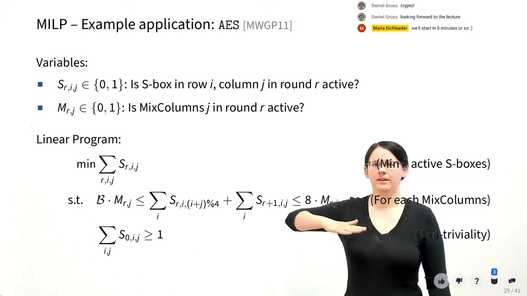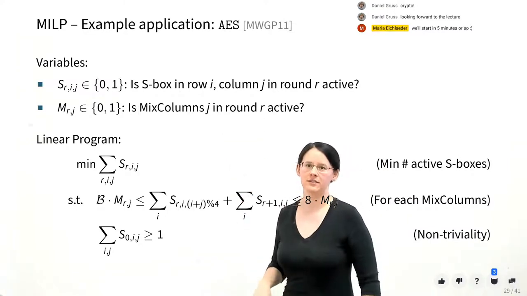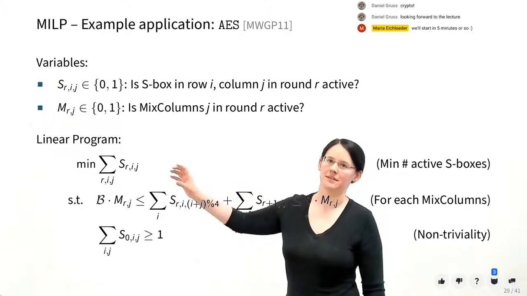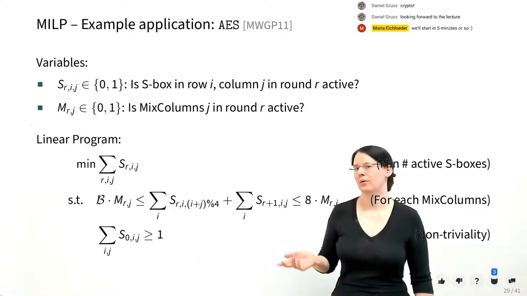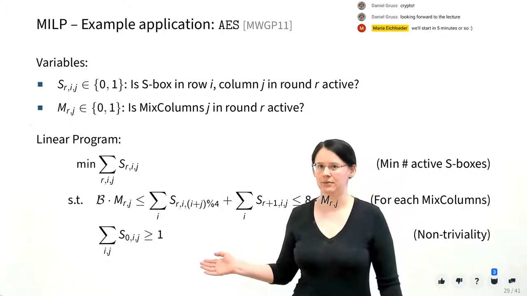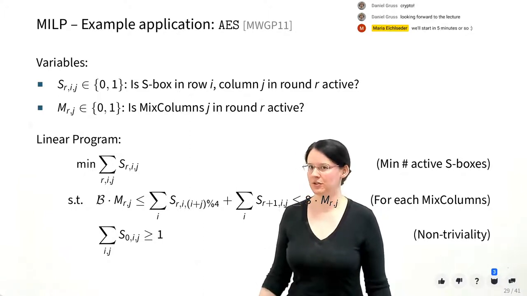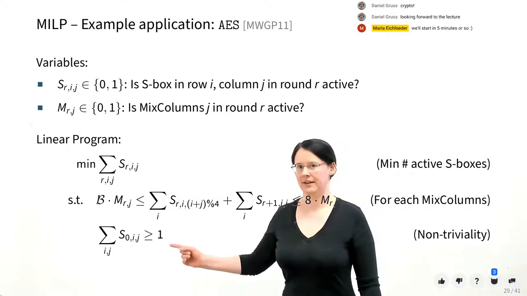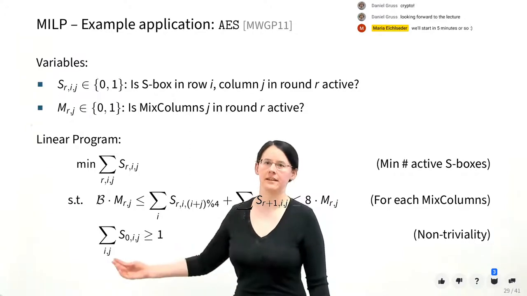Okay, so that already sounds like we're finished now. However, if we run the program with just the first two lines, the R times 10 times 4 plus 1 lines, then what would the solver give us in return? It would give us a solution where simply everything is zero. All the S-boxes are inactive. Because of course that is a valid solution, it's a trivial solution, it's just not the one that we're interested in. So we add this non-triviality constraint, which simply says there must be at least one active S-box, please. At least in the first round.